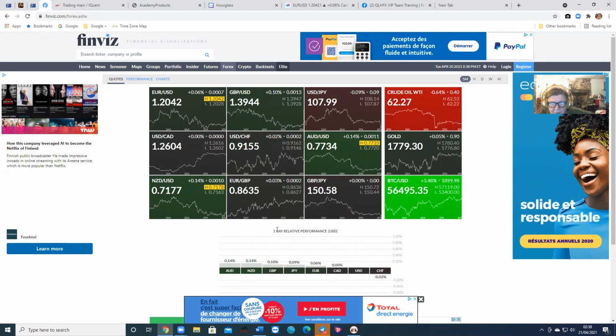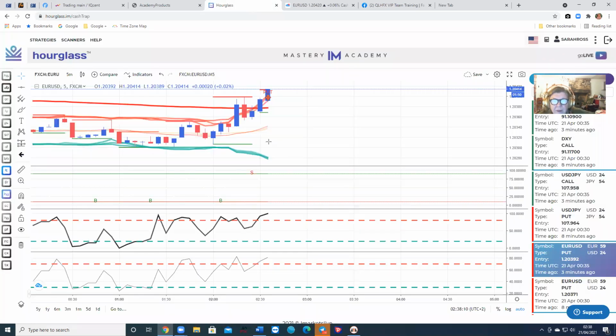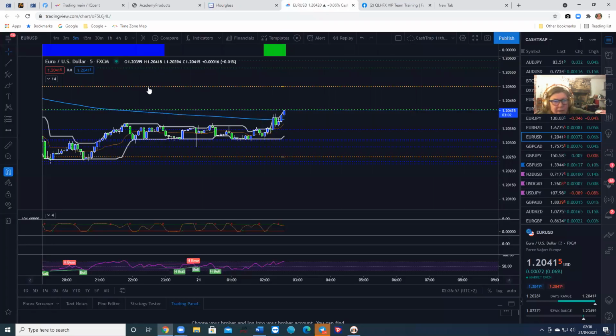euro stronger, but you might want to get Currency Heat Wave on your phone. I need to, because this is a daily relative performance, so I think that is more sensitive. So let's have a look at our other pairs. We've looked at EURUSD, we've looked at EURJPY, the GBP pairs, GBPUSD.